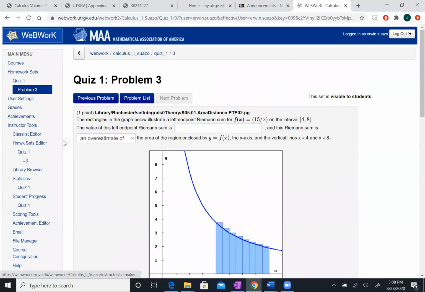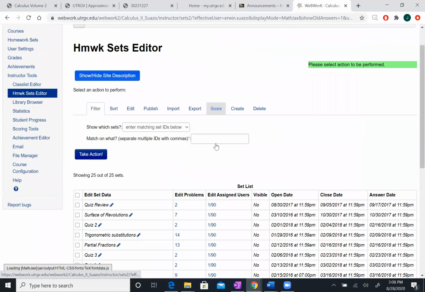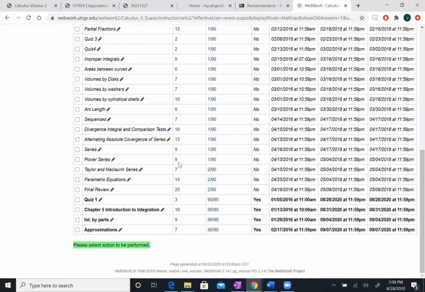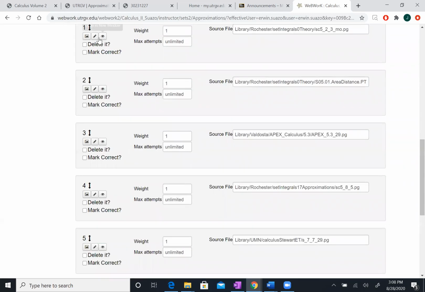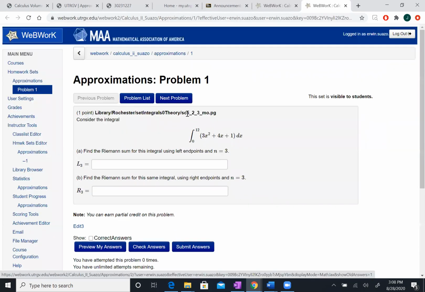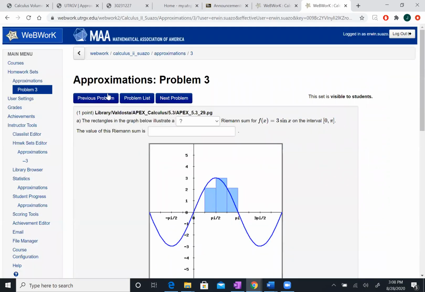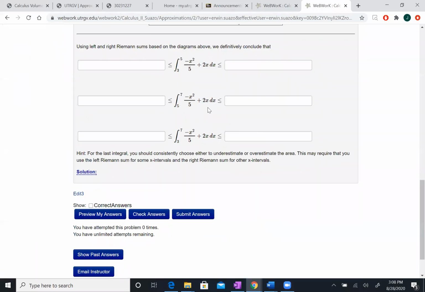Somebody was asking me about the approximation. So let me go to approximations. Well, I guess I can do it here. Approximations. Not this one. Oh, maybe this one.